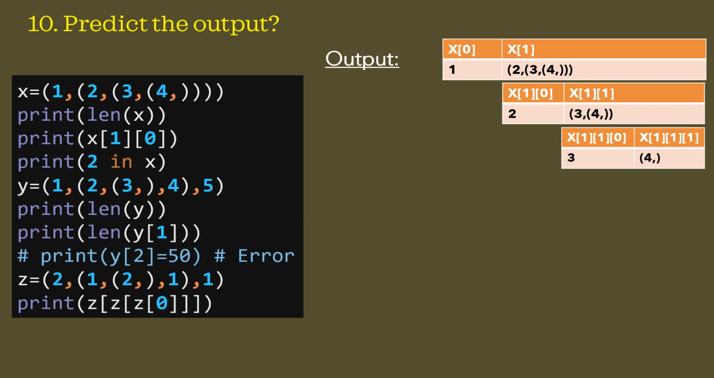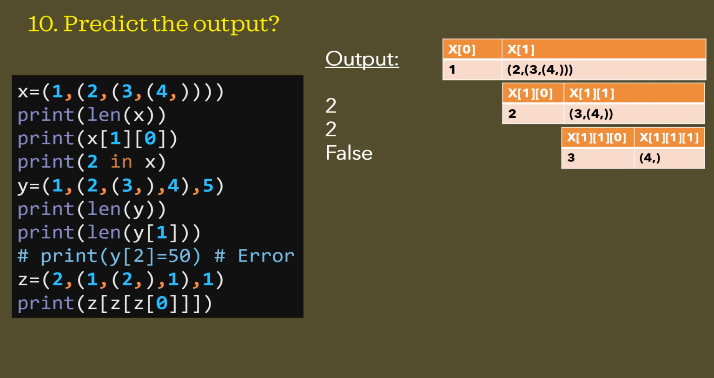Now if you print length of x, it will give you the value 2, because the tuple x is having two values where the first value is a single element 1 and the second value is a nested inner tuple, again another tuple. Now print x of 1 0. You can see from this indexing x of 1 0 is 2. Now print 2 in x. That is going to give you the value False because 2 is not present in x as an element. 2 is present in the inner tuple which is present at index number 1 of this tuple x. So 2 in x will give you False.